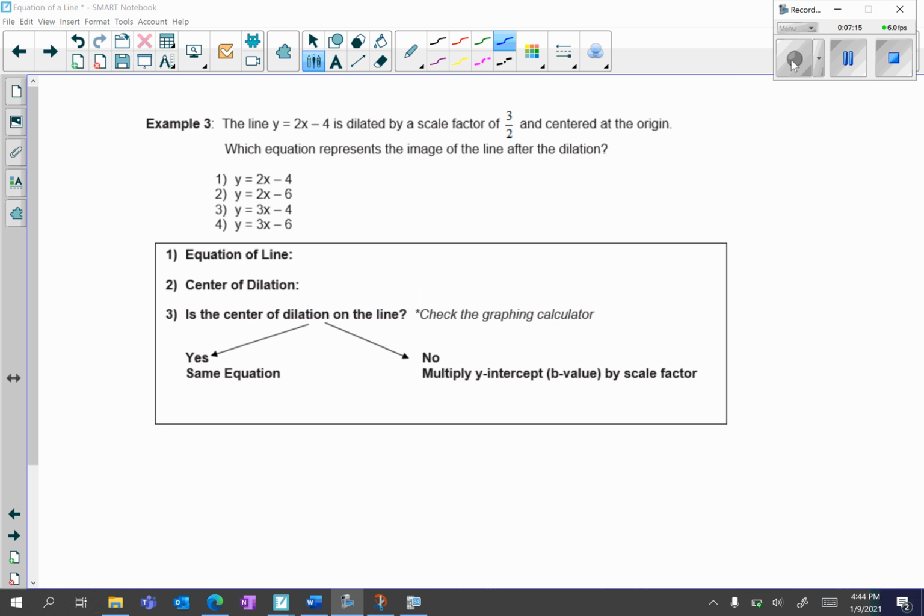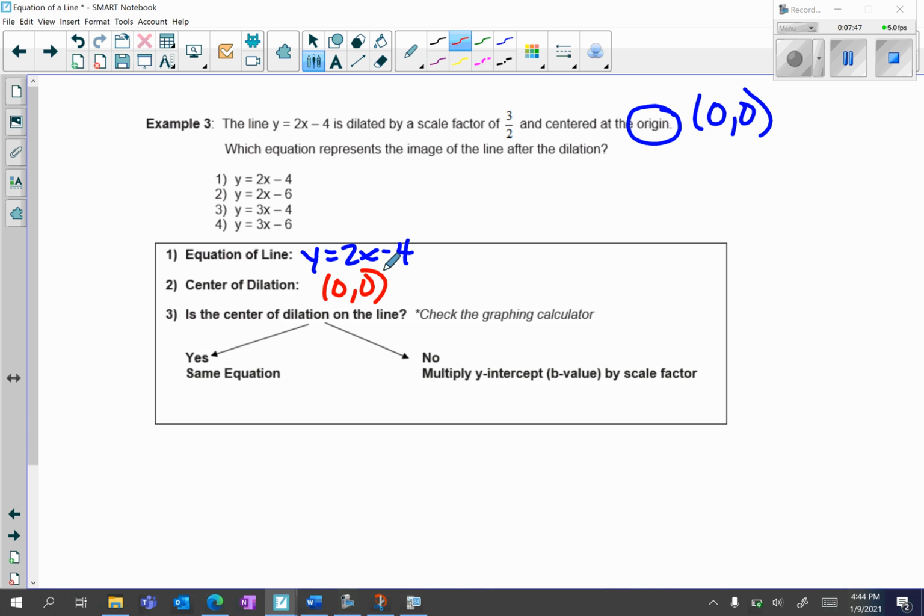Let's take a look at an example. The line y equals 2x minus 4 is dilated by a scale factor of 3/2 and centered at the origin. Remember, the origin is 0, 0. Which equation represents the image of the line after the dilation? So here we have a few questions to break down. The equation of the line we have is y equals 2x minus 4. What's the center of dilation? Again, it's at the origin, which is 0, 0.